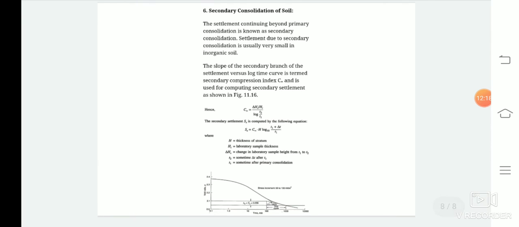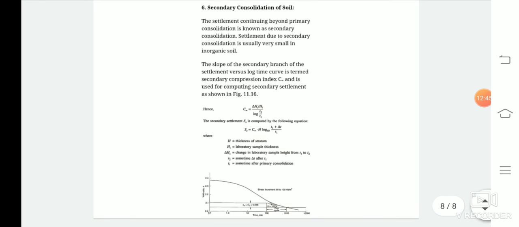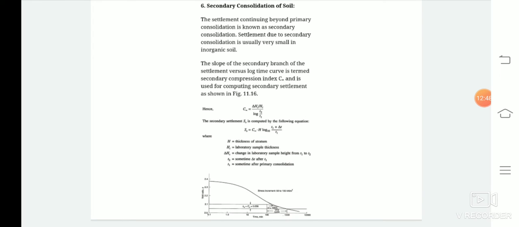And during this time, highly viscous water between the points of contact is being forced out between the grains. So during this secondary consolidation, there is mainly plastic readjustment of soil particles, and progressive fracture of some soil grains takes place. So why is it called secondary consolidation? Because it is not governed by the dissipation of excess hydrostatic pressure. Most of the hydrostatic pressure is dissipated during the primary consolidation only.